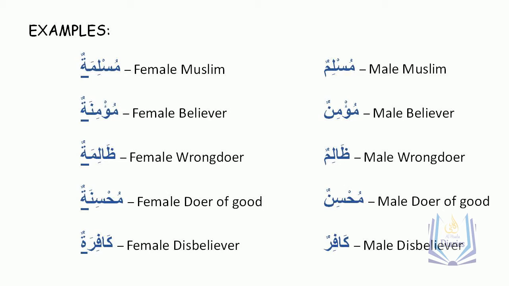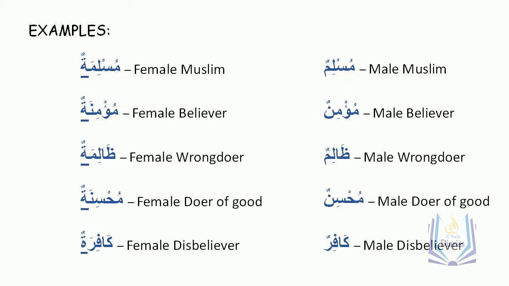Muhsinun is mudhakkar, and muhsinatun is mu'annath. Kafirun is mudhakkar, and kafiratun is mu'annath. Talking about the example that we just looked at, that is muslimun, muslimatun, mu'minun, mu'minatun, we can clearly see that the presence of ta marbuta is a big sign that shows that a particular word is mu'annath and not mudhakkar. If you have understood this little concept, then alhamdulillah, you have understood 1/3 of this lesson.